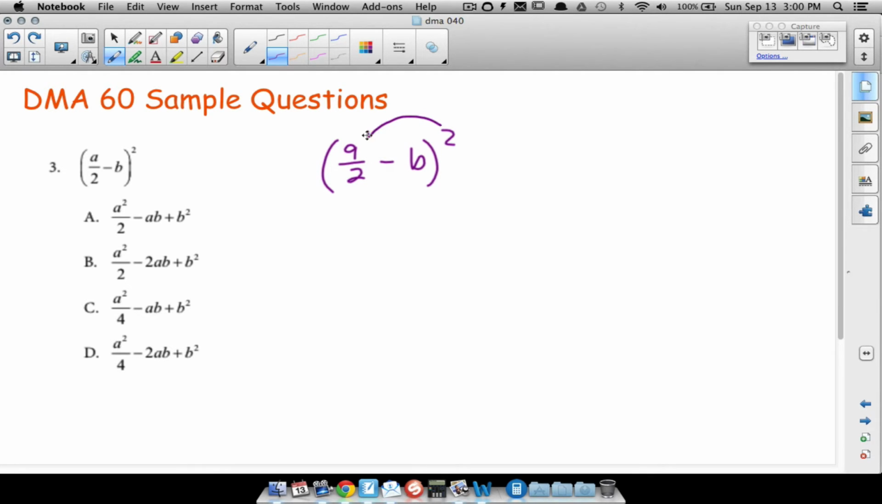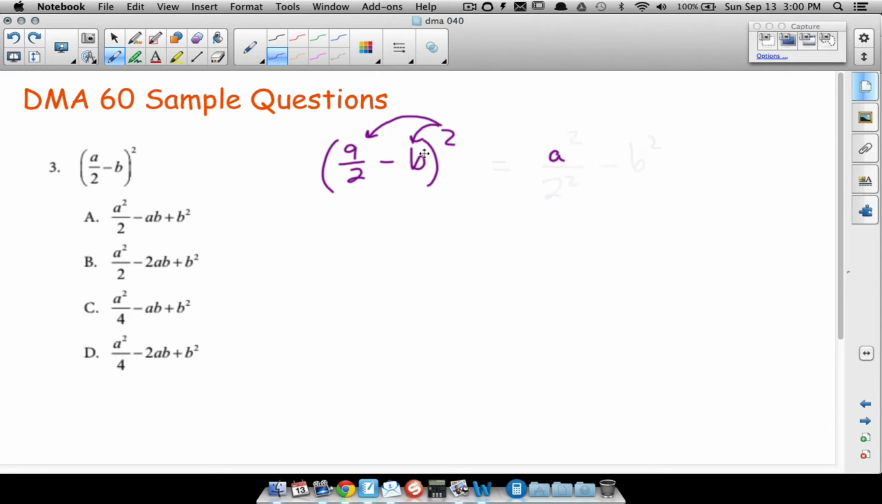You do not distribute the 2 into here, and this is not right. You don't say a squared over 2 squared minus b squared. That is not how you handle this. And you'll hear more and more about this in your algebra classes: if you have 2 terms, if you have more than 1 term, period, you cannot deal with the exponent like that.